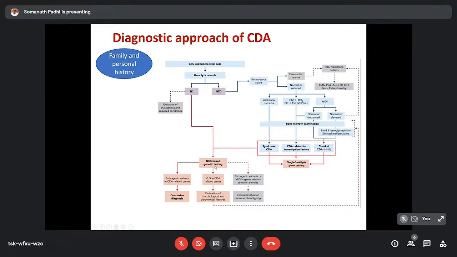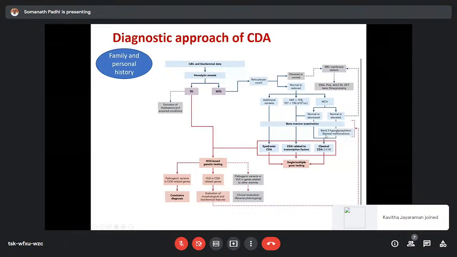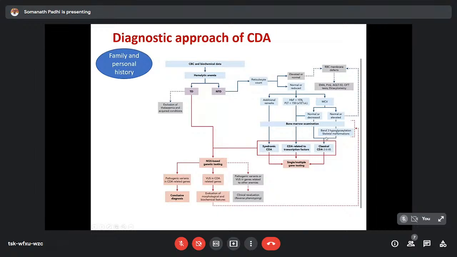For syndromic CDA, we have to go for NGS-based genetic testing. And if fetal hemoglobin is more than 15% and platelet count is less than 150, that means a low normal platelet count, bone marrow examination is mandatory to rule out any CDA-related events and factors, and then one should proceed to different genetic testing. The three important parameters are reticulocyte count, hemoglobin F estimation, and MCV. If it is normal or elevated, then band 3 hypoglycosylation and skeletal malformations are to be looked for to rule out the possibility of CDA type 1. If it is normal or decreased, then it can be classical CDA 1, 2, or even 3.